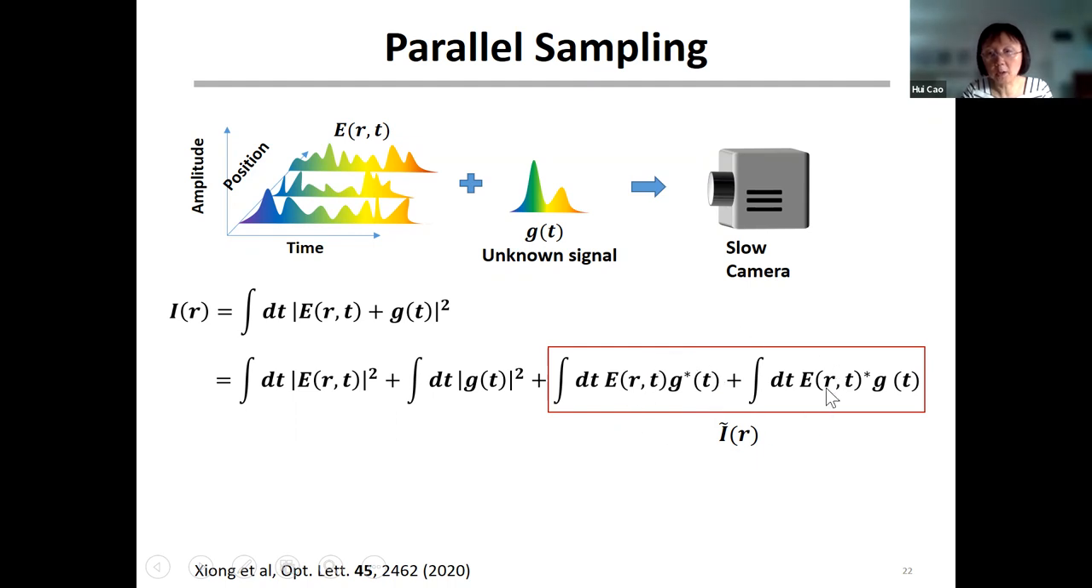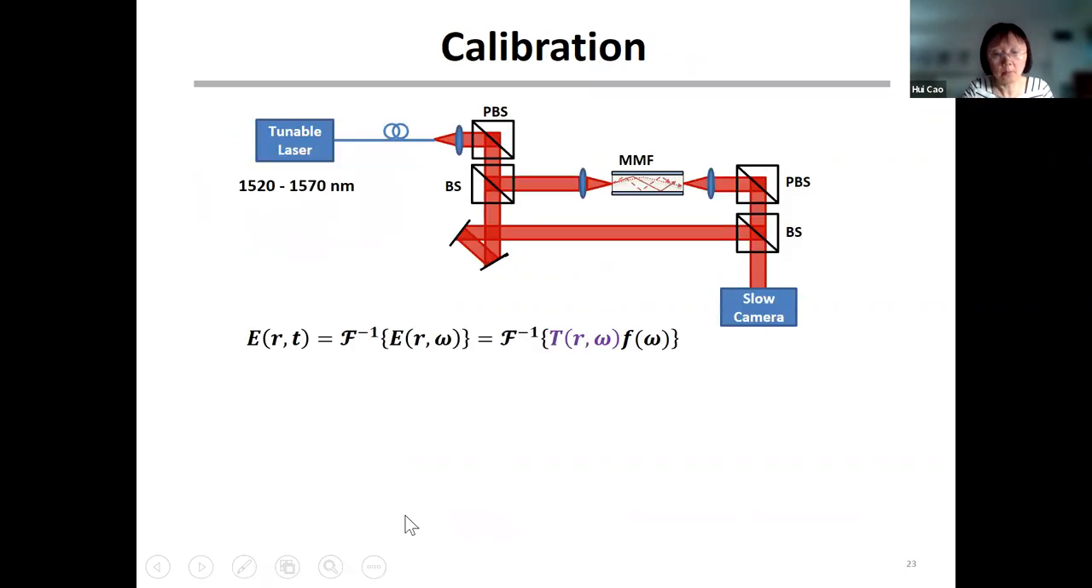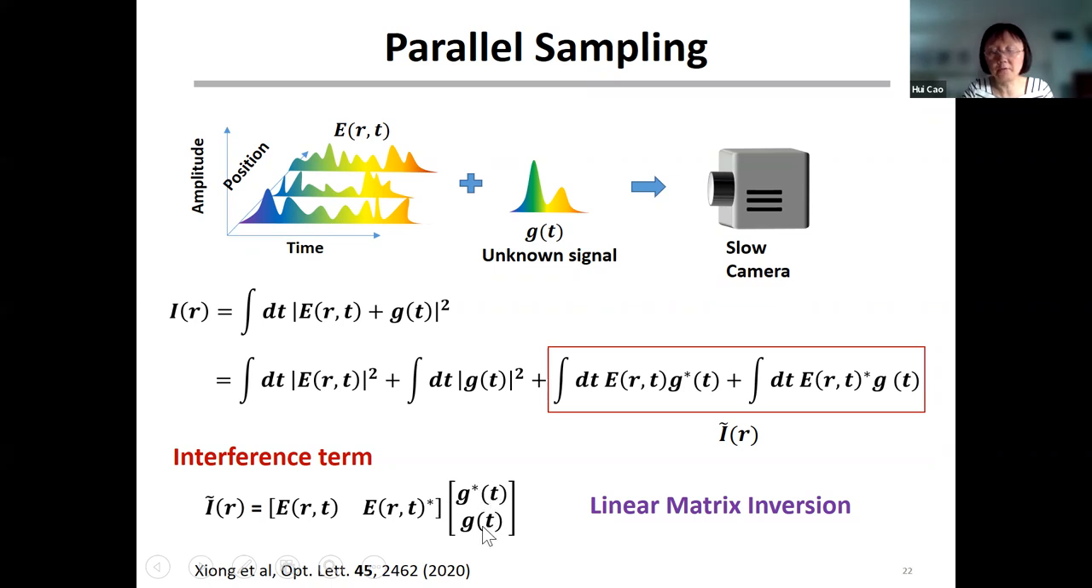Now this interference term can be written in a matrix form. Here E(r,t) is the spatial temporal speckle generated at the output of the fiber. Note that it varies with the space coordinates and also with time. The space is in a column, and the time goes horizontally, so there are multiple times. Then this is our unknown signal, G(t), which has both amplitude and phase, and this is the complex conjugate. So this is a linear matrix. From this linear matrix, if we know the final measured speckle pattern and the spatial temporal speckle field generated by the multimode fiber, then we can recover the temporal pulse shape from a single shot, because from a single shot we measure the different spatial locations.